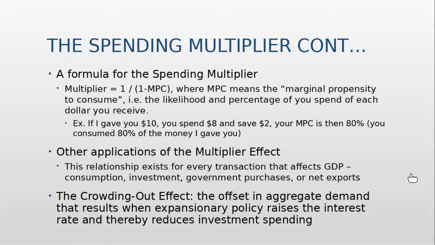So it's not just the government that creates a spending multiplier. And the question is, if the government is required to either borrow or tax to spend, we then have to consider the consequences of the government taking spending and limiting the multiplier effect from other industries. And this gets us to the crowding out effect, which is the offset in aggregate demand that results when expansionary policy raises the interest rate and thereby reduces investment spending.